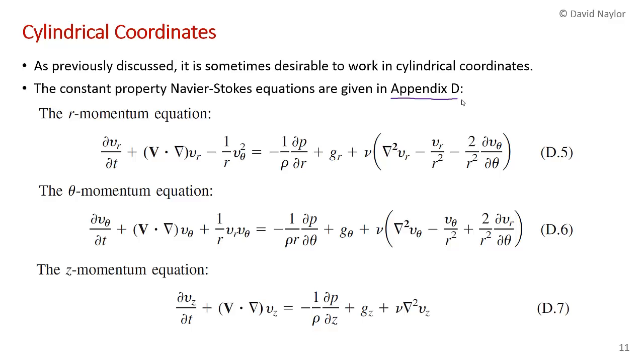We have three coordinates, right? R, theta, and z, and so you end up with a conservation of momentum equation in the R, theta, and z directions. And they look quite complicated, but they have exactly the same terms. They have an acceleration term, a viscous term, a pressure term, and a gravity term.